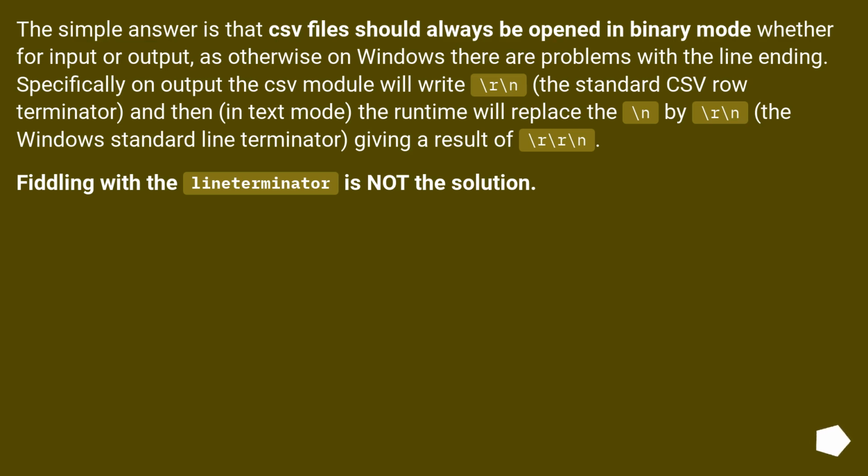The simple answer is that CSV files should always be opened in binary mode whether for input or output, as otherwise on Windows there are problems with the line ending. Specifically on output, the csv module will write \r\n, the standard CSV row terminator, and then in text mode, the runtime will replace the \n by \r\n, the Windows standard line terminator, giving a result of \r\r\n. Fiddling with the line terminator is not the solution.